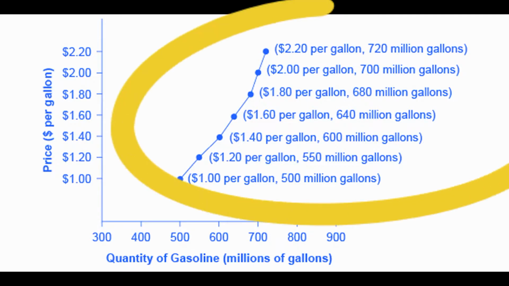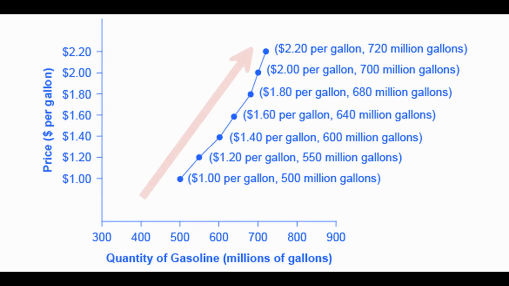A supply schedule is a table that shows the quantity supplied at each price. The supply curve is a graphic representation of the same phenomenon. Almost all supply curves start in the lower left corner and increase while they move toward the right.